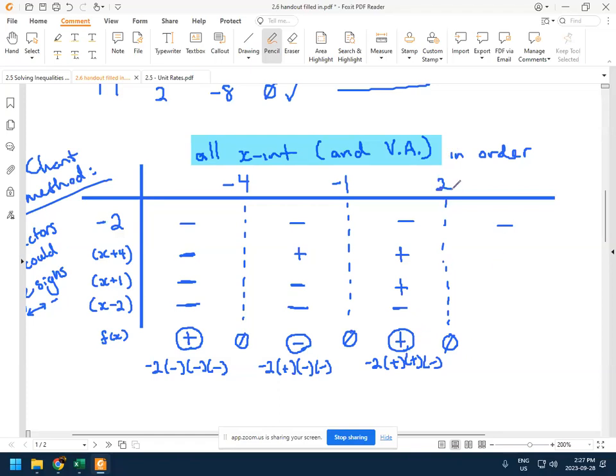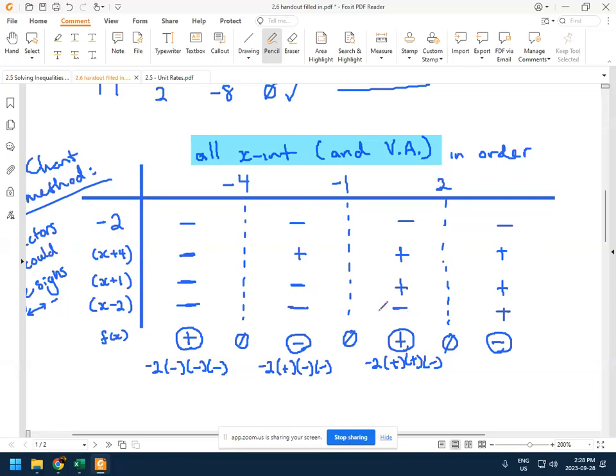And then any number bigger than 2, I could choose 1 million. A million plus 4, a drop in the bucket, right? It's 1,000,004. A million plus 1, still 1,000,001. A million minus 2, that's a tiny subtraction compared to a million. It's a positive. So negative times 3 positives, minus.